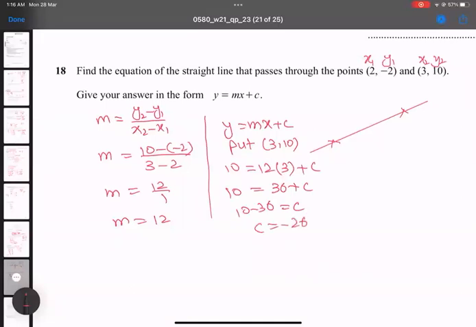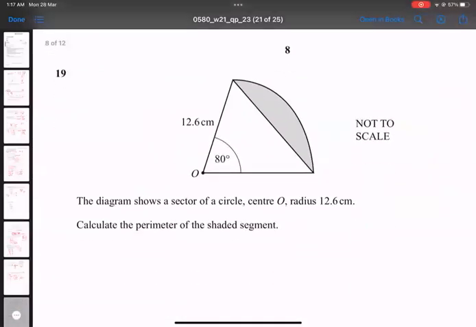But some students I have seen, they stop here. No, no, no. You have to put it back in the equation. y is equal to mx plus c. The m value is 12 and the c value is negative 26. This is my final answer. And now I'm going to the next page.